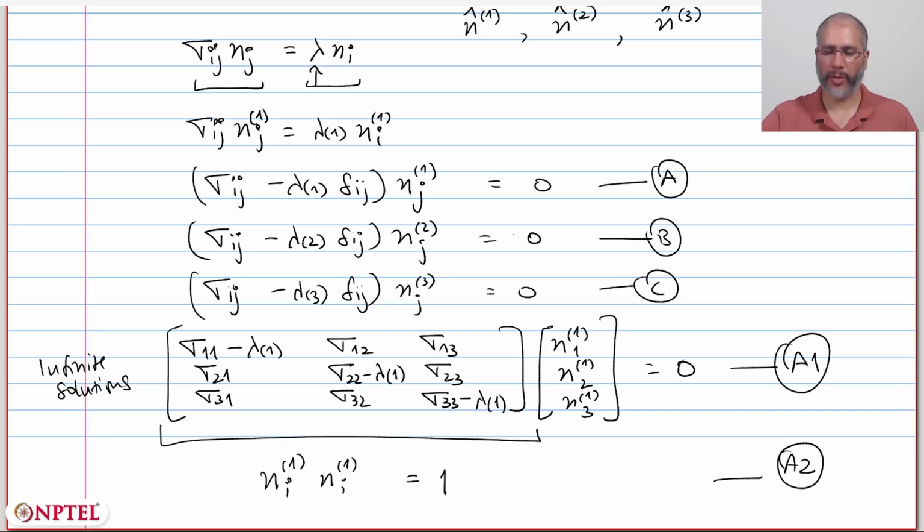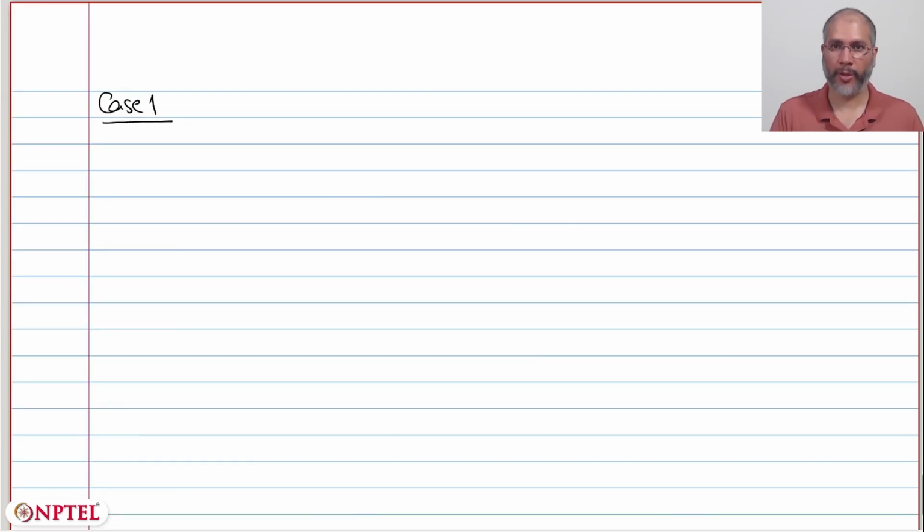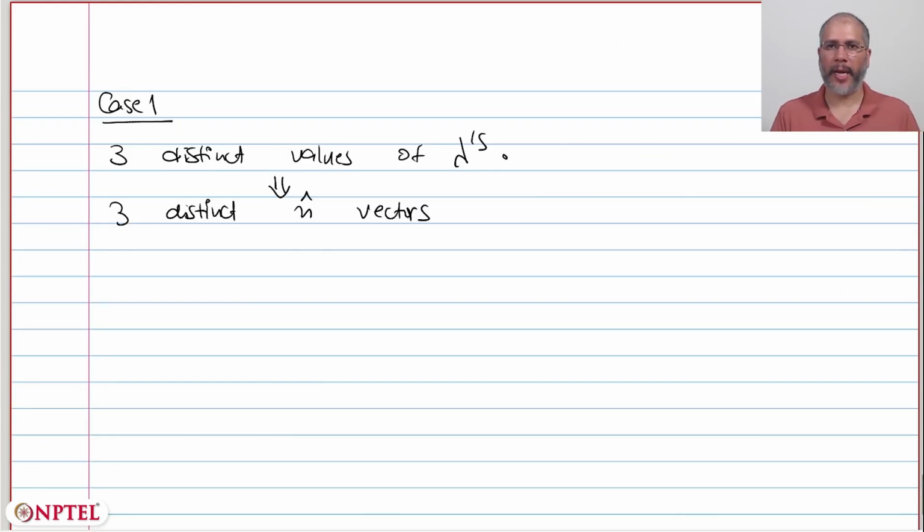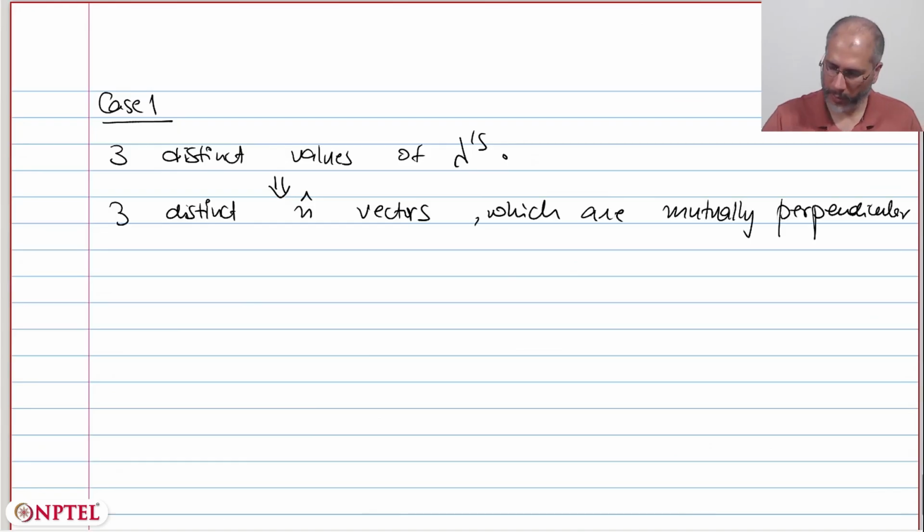So now we'll discuss some cases, because when you're solving the equation, you will have some situations where all the situations will not be similar. So the first case is that all three lambdas are distinct. That is, the three lambda values are all different. So what this results in is three distinct n hat vectors. That is, n1 hat, n2 hat, and n3 hat are all different and distinct vectors. What's also interesting is that these three n hat vectors are mutually perpendicular to each other. So I'll underline that.